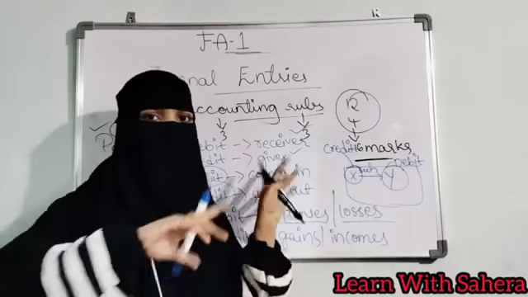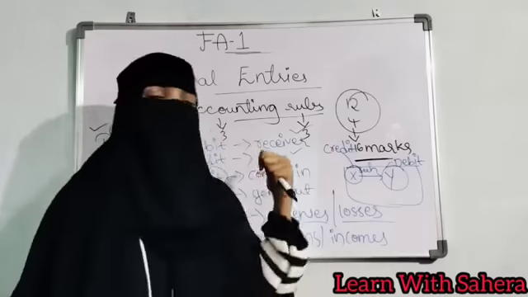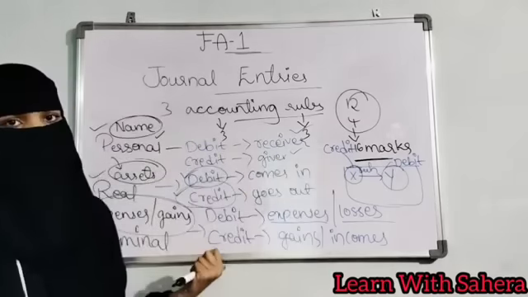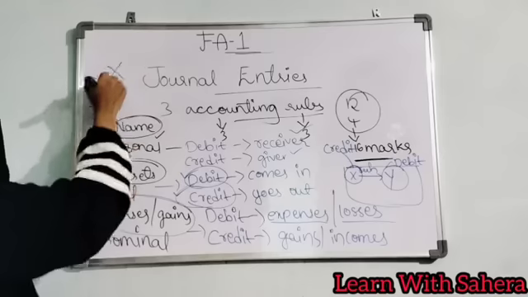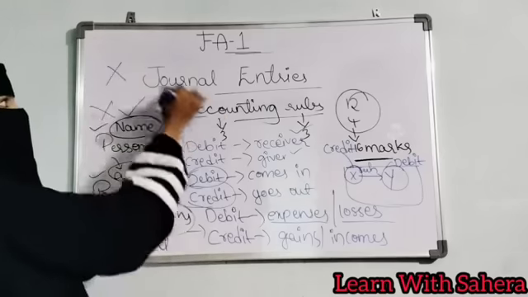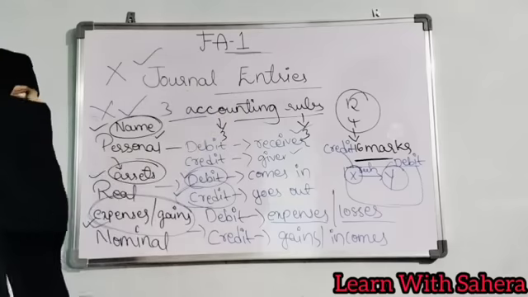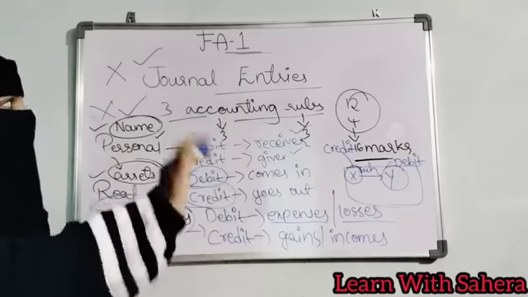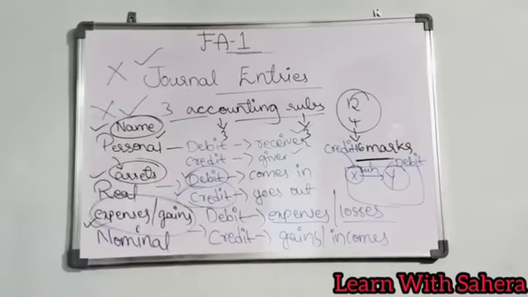Then, if you understand accounting rules, let us go with the journal entries. Okay. Children, you have to remember these accounting rules. Without accounting rules, you cannot do journal entries. If you remember these accounting rules, then only you can do the journal entries. Yes? Okay? So, I am going to rub this off and let us go with the journal entries, children. Just give me a minute.